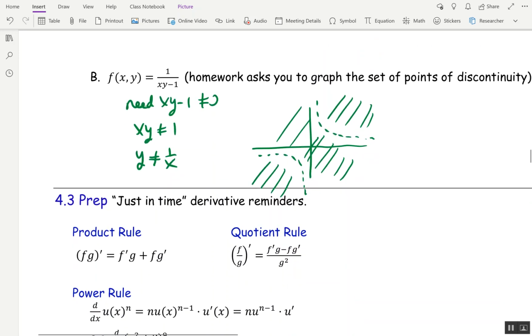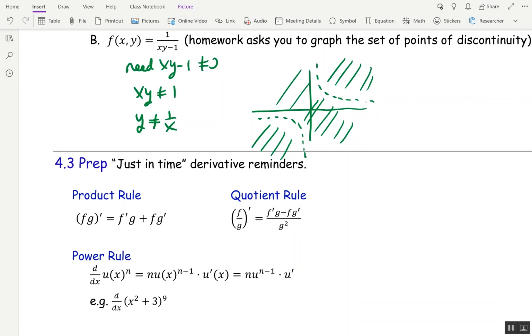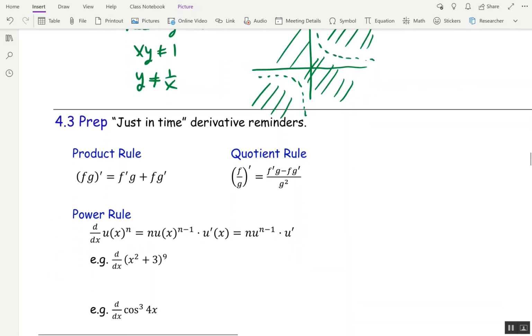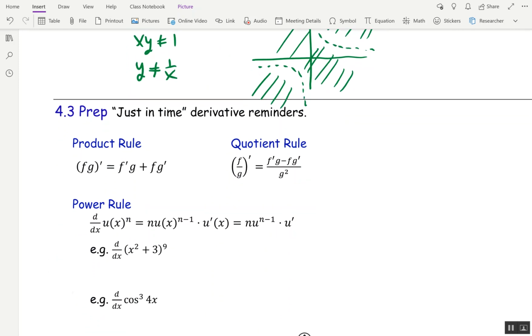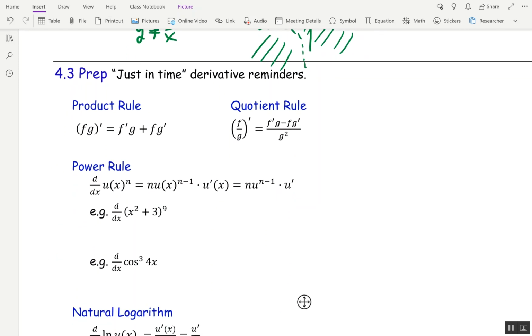Okay. Last topic, just-in-time derivative reminders. We've got product rule, we've got quotient rule. You've got to memorize those. Power rule, typically we all know d by dx of x to the 5th is 5x to the 4th, but the generalized power rule is for d by dx of some function to the 5th power. And in that case, you multiply by the derivative of the inside.